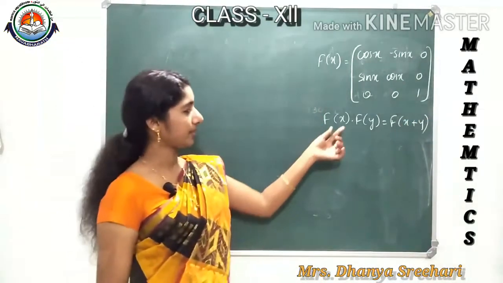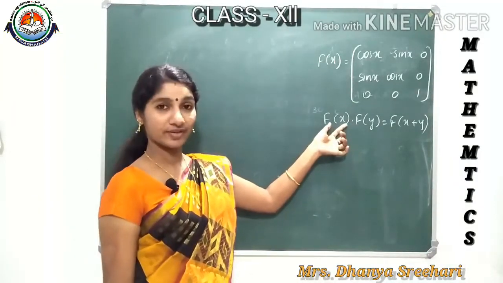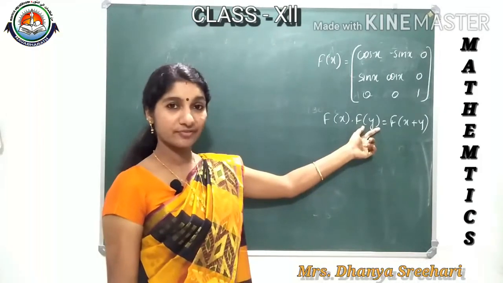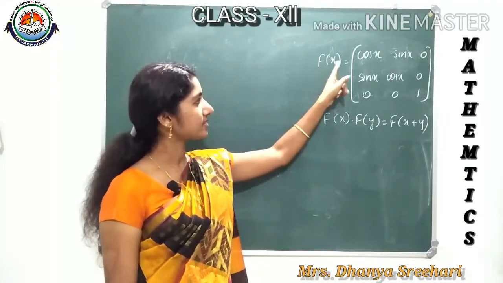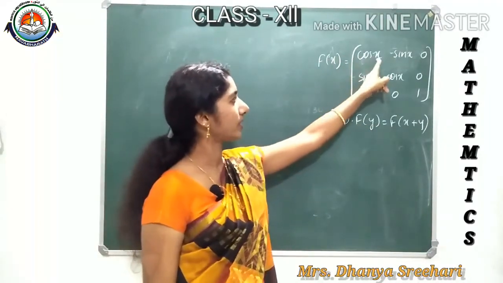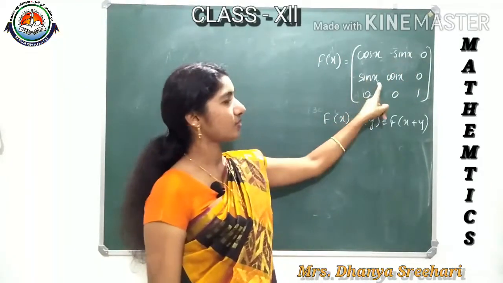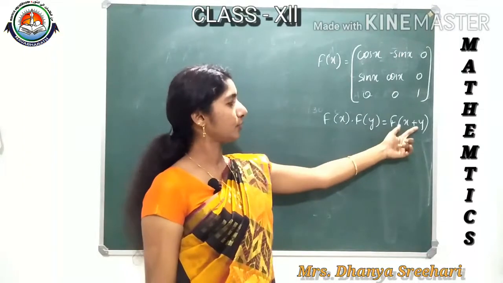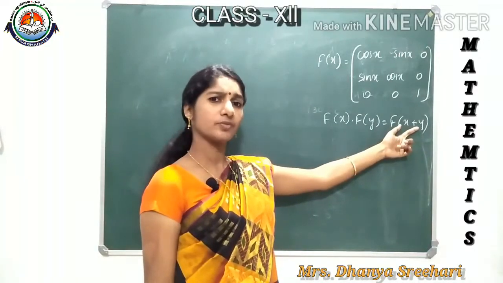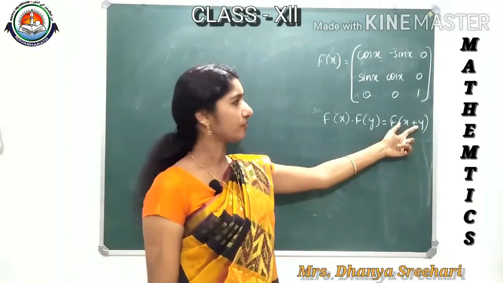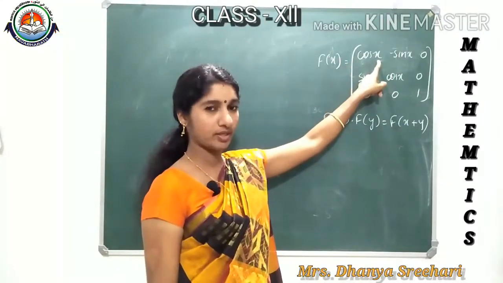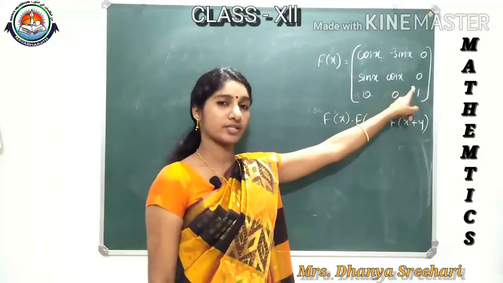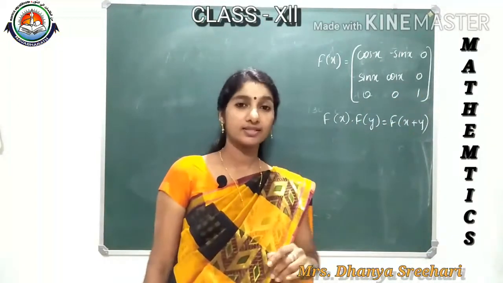We need to multiply f of x. What is f of x? The given matrix is f of x. F of y. What is f of y? If it is f of x, f of y will come: cos y, minus sin y, 0, sin y, cos y, 0, 0, 0, 1. Clear? And we need to prove it is f of x plus y. What is f of x plus y? F of x plus y means cos of x plus y, minus sin of x plus y, sin of x plus y, cos of x plus y, 0, 0, 0, 1. Like this we need to prove.